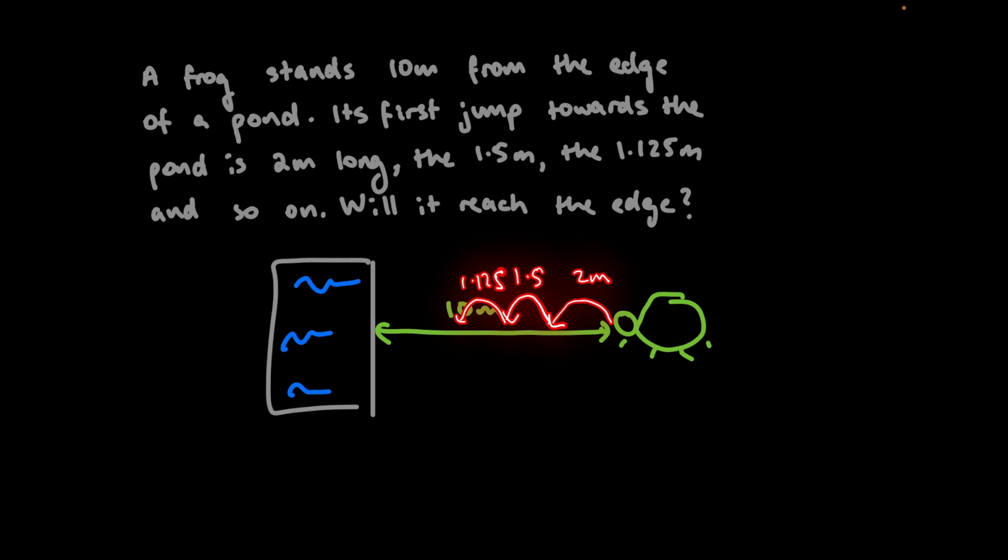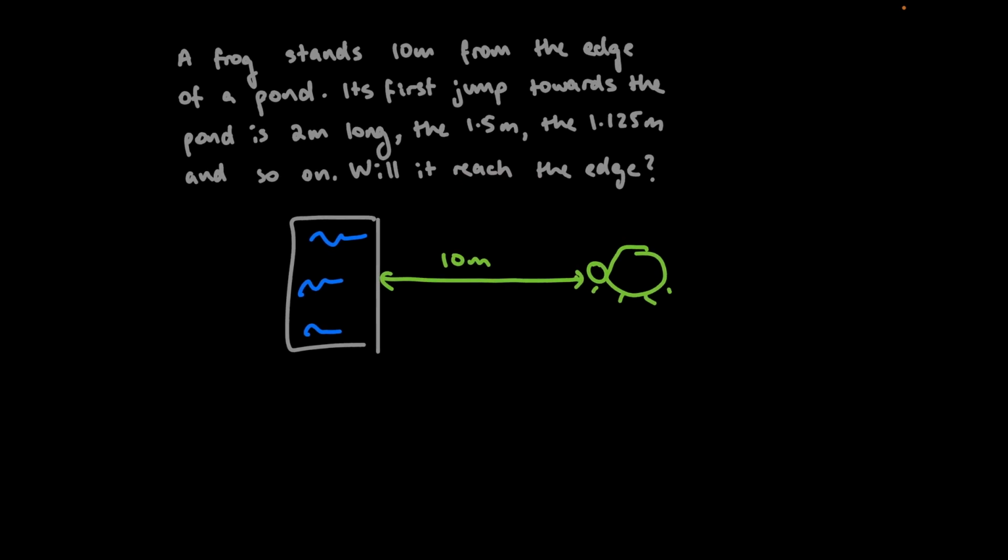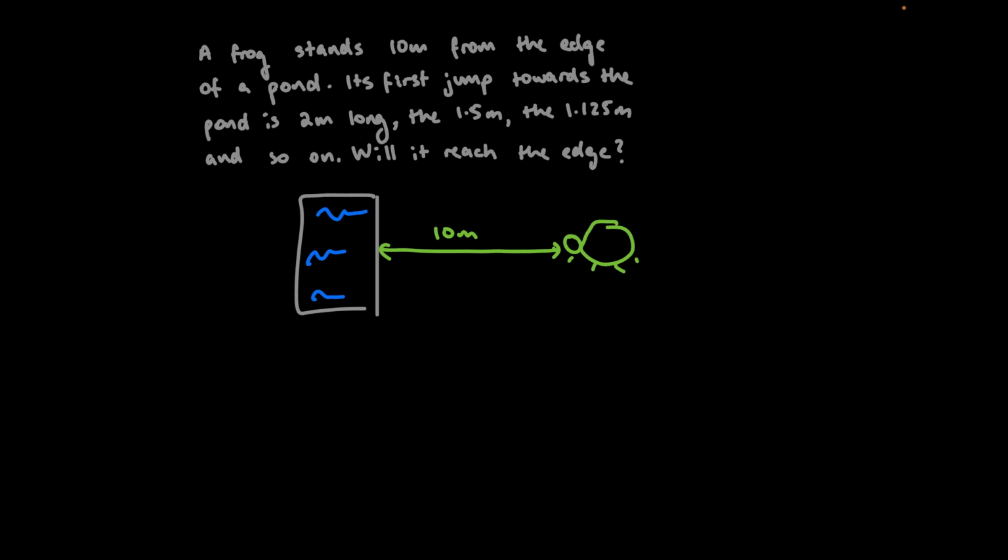So if it continues this pattern, we have to work out whether or not it will actually reach the edge, and we know the edge is 10 meters away. So the first thing we need to do is create a sequence. Okay, so we know that it goes 2 meters in the first bounce, then 1.5 meters in the second jump, then 1.125 meters in the third jump, and then so on and so on.